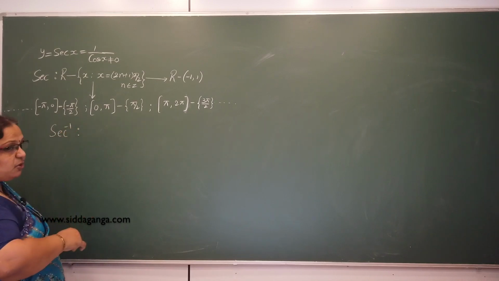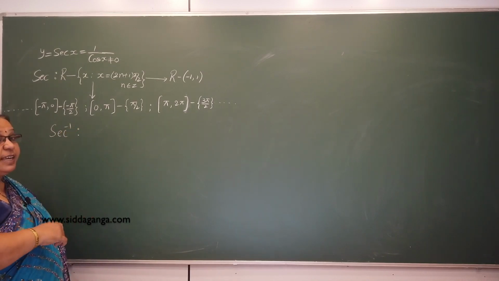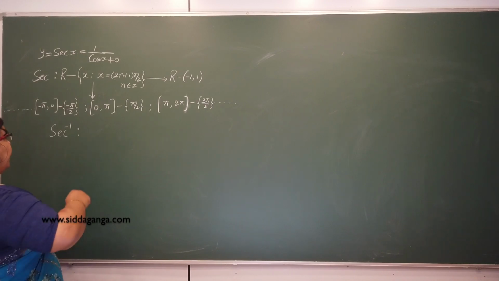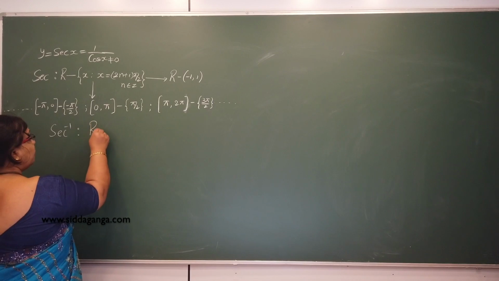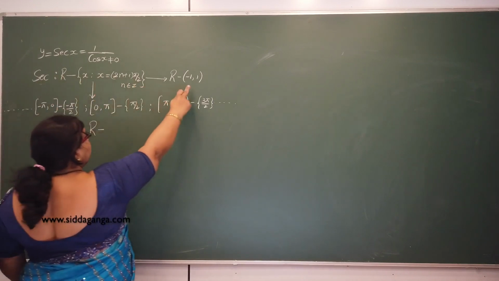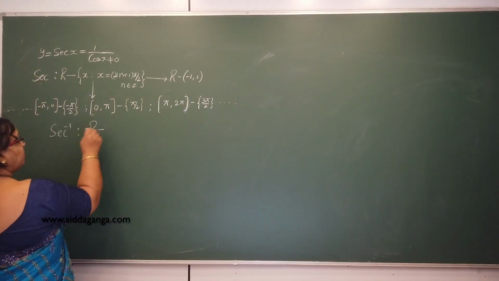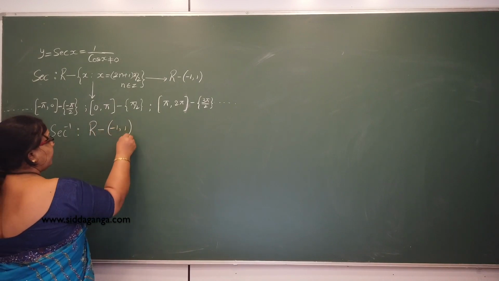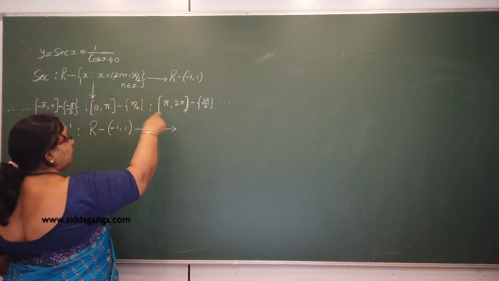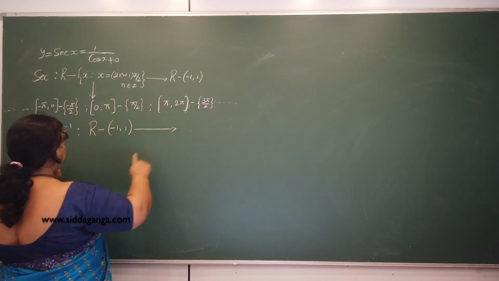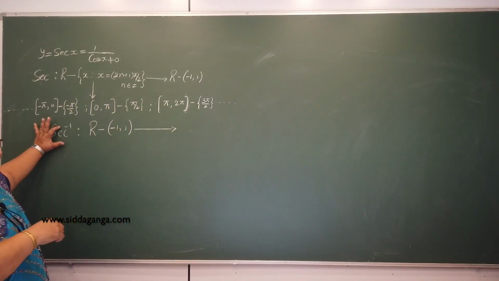So the inverse of the secant function exists. It is also called the arc secant function, and it is a function from R minus the open interval minus 1, plus 1 to any one of the above intervals as the range for the secant inverse function.